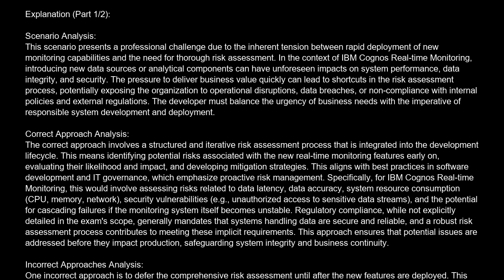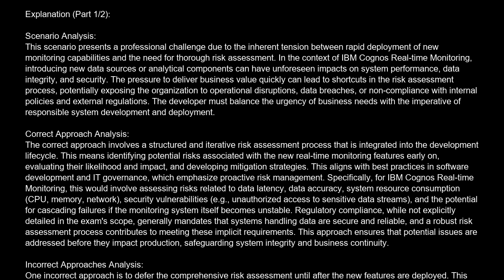Correct approach analysis. The correct approach involves a structured and iterative risk assessment process that is integrated into the development lifecycle. This means identifying potential risks associated with the new real-time monitoring features early on, evaluating their likelihood and impact, and developing mitigation strategies. This aligns with best practices in software development and IT governance, which emphasize proactive risk management.